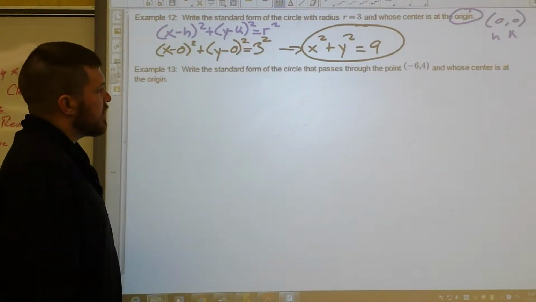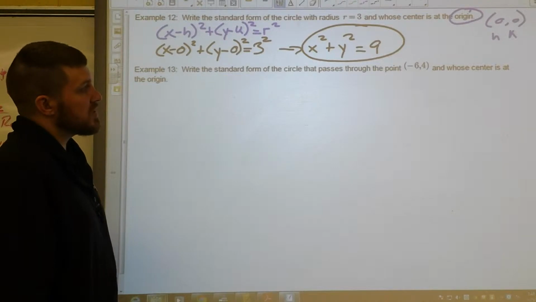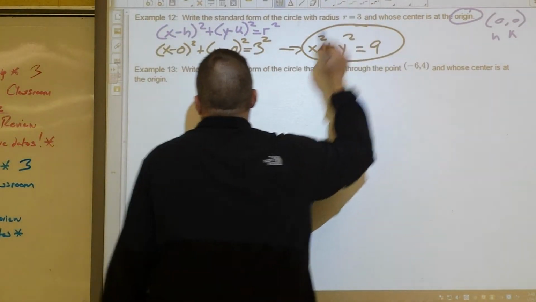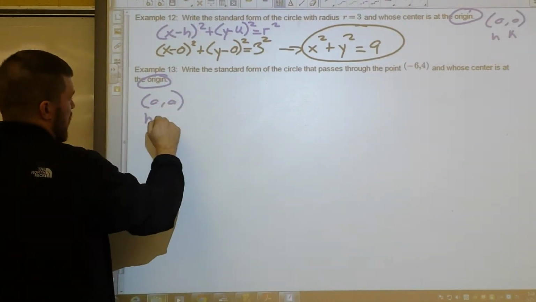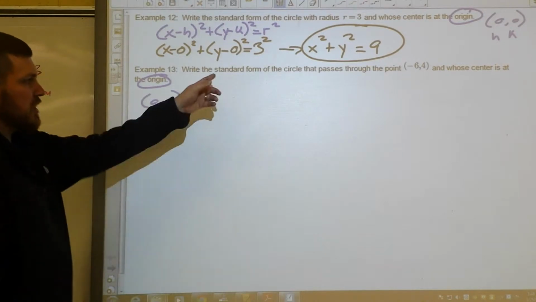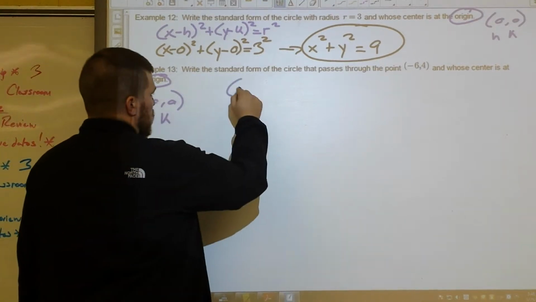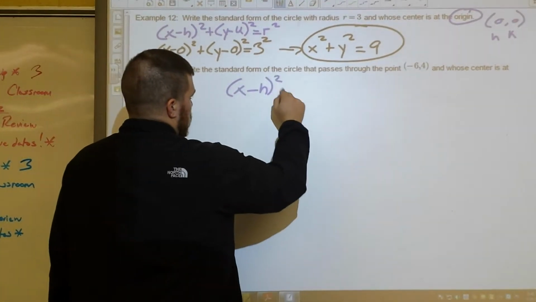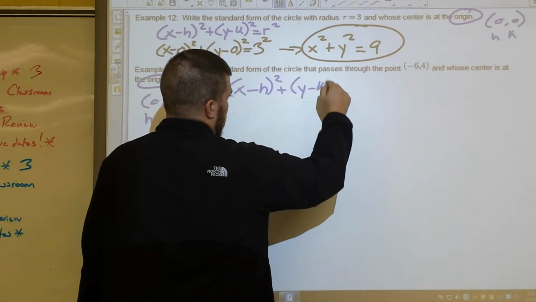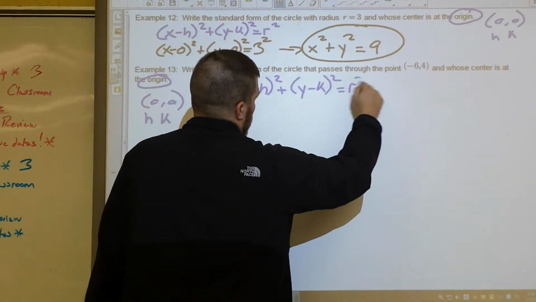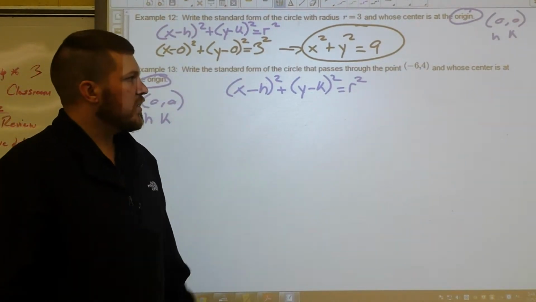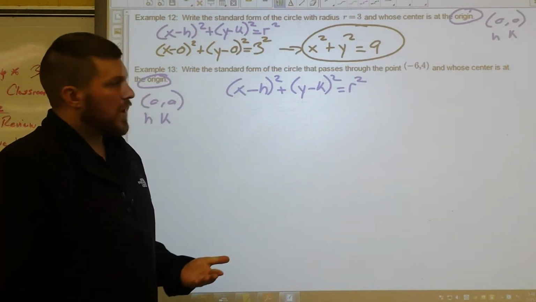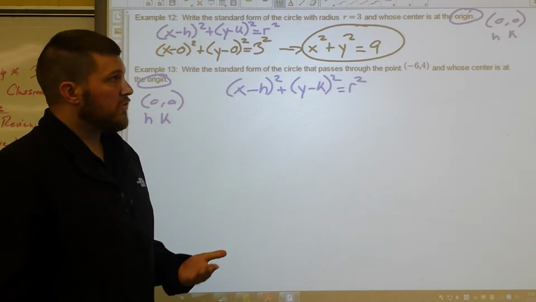We want to write the standard form of the circle that passes through the point negative 6, 4, and whose center is the origin. So again, the center is the origin means my center is at 0, 0. So automatically I know my h and I know my k. The standard form of the circle, we're going to use the rule (x minus h) squared plus (y minus k) squared equals r squared. So I know h and k, but unfortunately I'm not told anything about what my radius is. So I actually need to solve for my radius first.